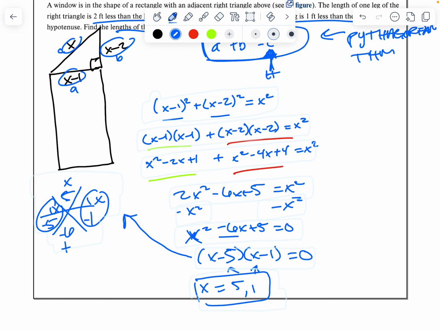We need to figure out which of those answers makes sense. If we had x equals 1, then this side would be negative 1, and this side would be 0. So 1 does not make sense, but 5 does. If we want to know the lengths of all the sides, if x is 5, this one must be 5 minus 1 would be 4, and this must be 5 minus 2 would be 3. So our 3 sides of our triangle are 3, 4, and 5.